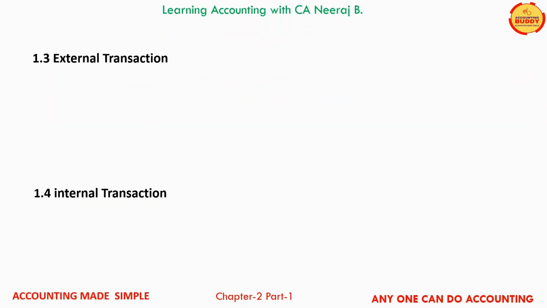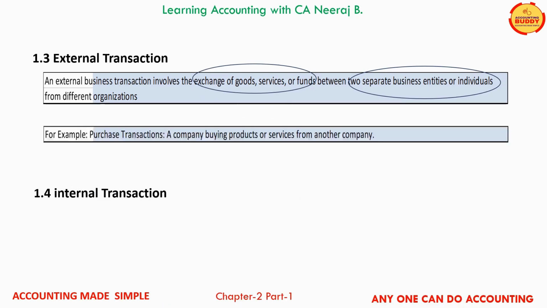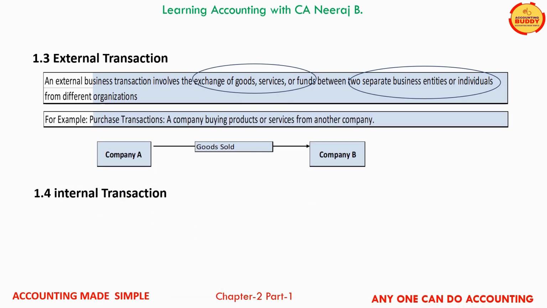Now, a business transaction could be external or internal. An external transaction is between two separate business entities or individuals which involves exchange of goods, services or funds. For example, company A sells goods to company B and company B makes the payment to company A. This is an example of an external transaction.